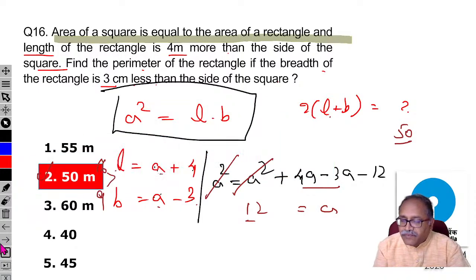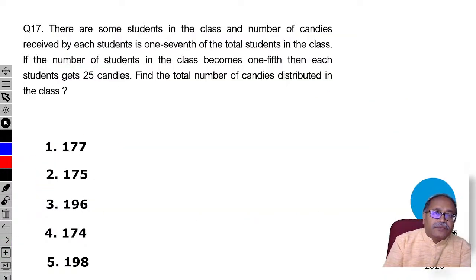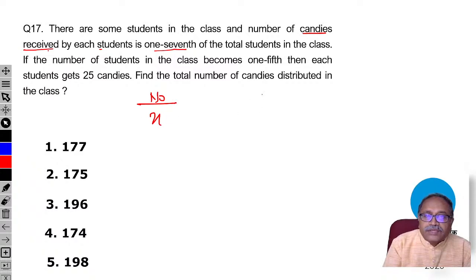Okay, right my friends, let's move on to the next question. And the next question is here. There are some students in the class, and the number of candies received by each student is 1/7 of the total students in the class. So number of students in the class, let's assume that X. Then each student receives 1/7 of X, that means X by 7.